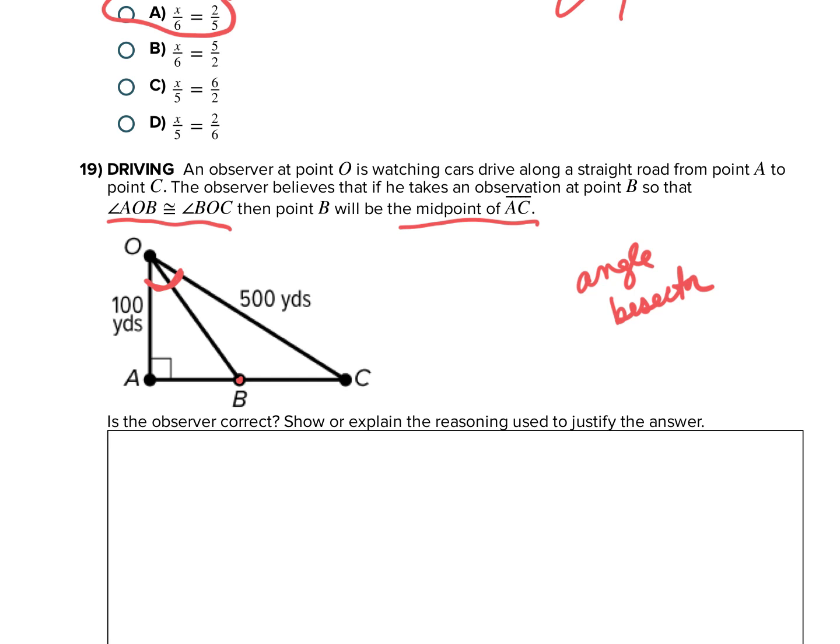And based on question number 17 that we solved, with an angle bisector, AB is not congruent to BC. So therefore, it would not be a midpoint, because the side lengths, like with all other similar figures, are proportional.